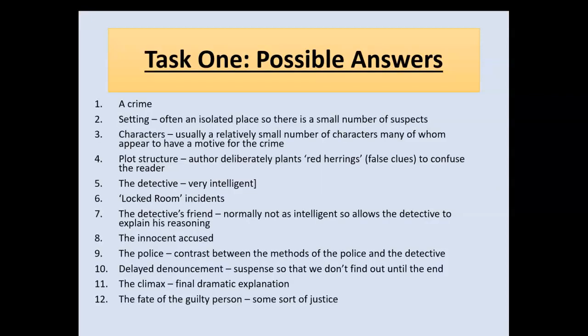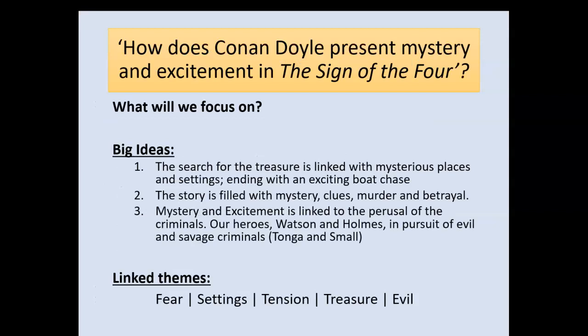So here are some of the things you might have put. I'm not going to read them all, but just to draw your attention to a few things which are key to mystery and excitement. We have crime, we have in The Sign of the Four theft, we have treasure, we have murder. So lots of these crimes, and the idea that you have this amazing, clever detective trying to pursue and capture the criminals and bring them to justice is a key source of mystery and excitement in the novel.